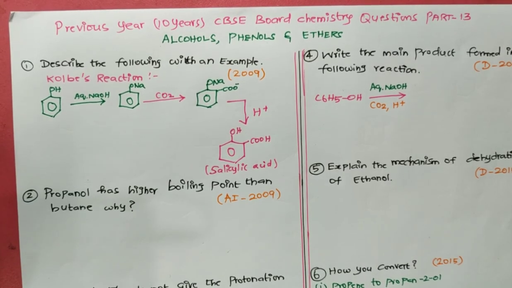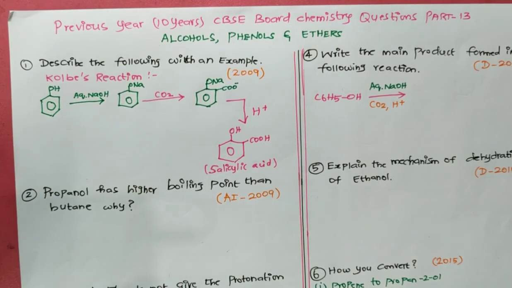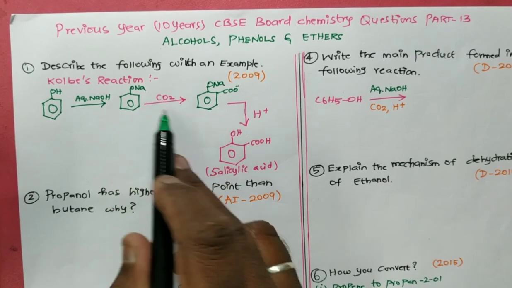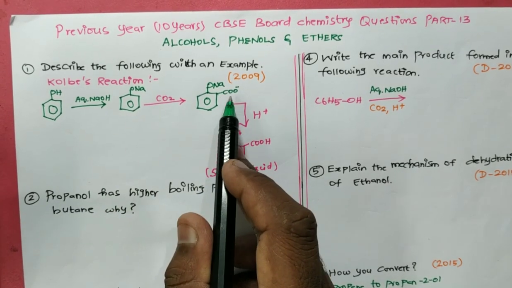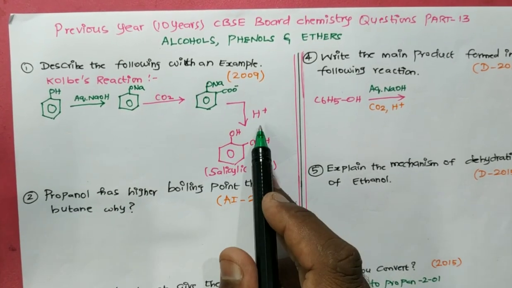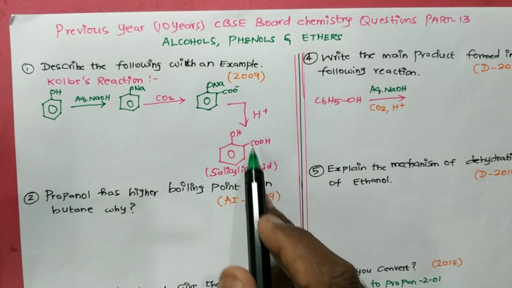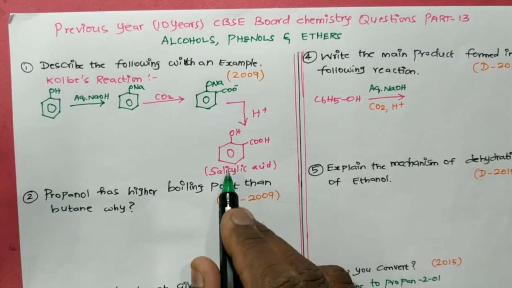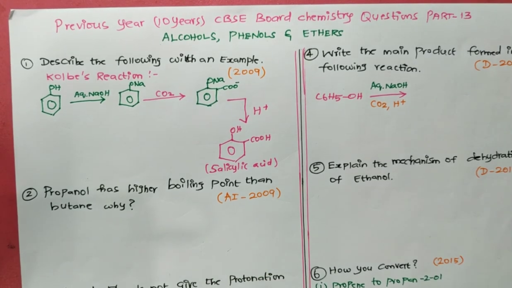When phenol reacts with aqueous NaOH, it forms sodium phenoxide. When sodium phenoxide reacts with carbon dioxide, it forms its respective ion, and after that it is acidified. Once it is acidified, it forms the respective phenolic compounds, like salicylic acid.